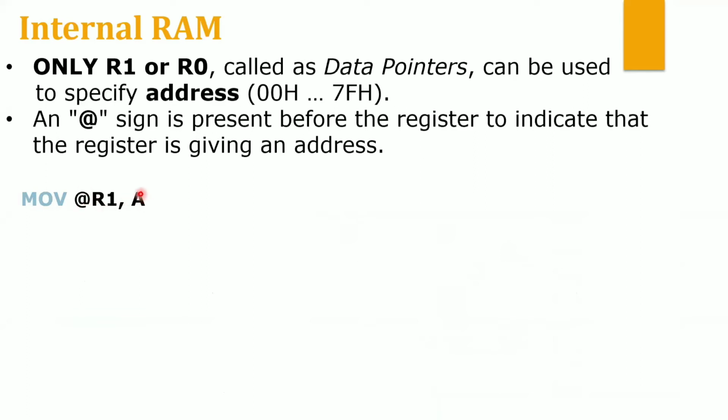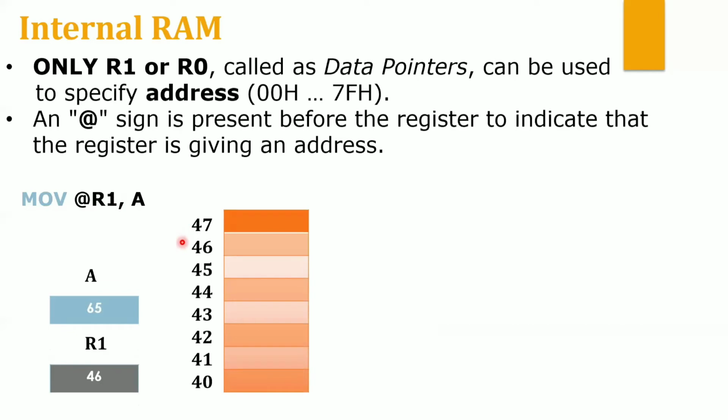That means I am copying the value of A into the memory location pointed out by the R1, right? Now there is a memory location. And the A register consists of 65. Now I want to copy this value 65 into the memory location pointed out by the R1. Why am I stressing the memory location? Because there is a @ symbol. So whenever there is @, the R1 becomes nothing but your address.